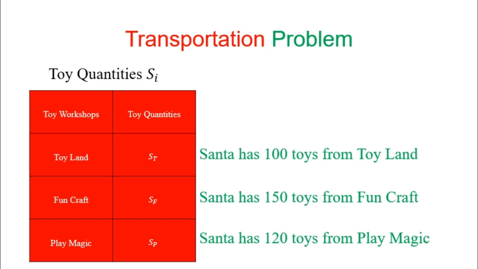For example, if I say that 100 toys are being manufactured and supplied from Toyland, so Santa has 100 toys from Toyland, then ST will be 100. Likewise, if Funcraft is manufacturing and supplying 150 toys, then SF equals 150 toys. So Santa has 150 toys from Funcraft. And similarly, the third workshop, Play Magic, has 120 toys. So Santa will have 120 toys from Play Magic.